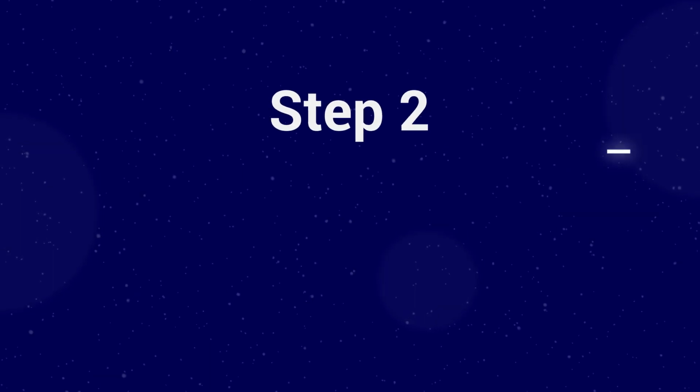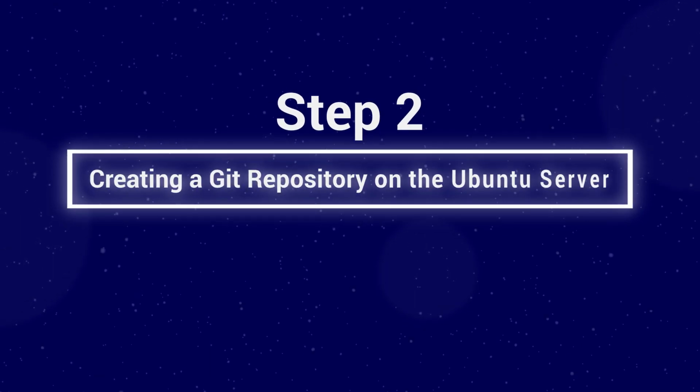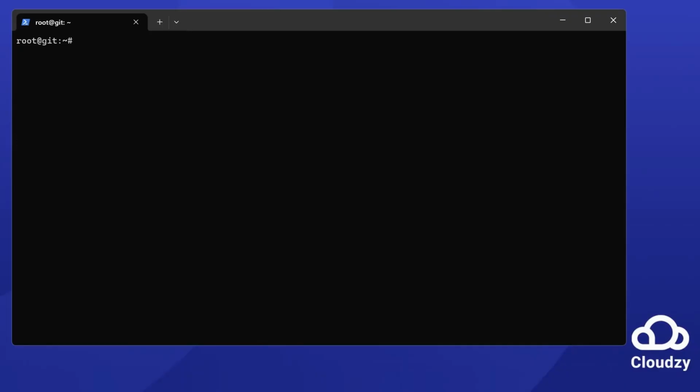As step 2, creating a Git repository on the Ubuntu server. Now that Git is installed and configured, let's move on to creating your very first Git repository on the Ubuntu server. This step is where your version control journey really begins. Begin by creating a directory that will act as your Git repository. In your server's terminal, enter mkdir my-repo to create a new directory named my-repo.